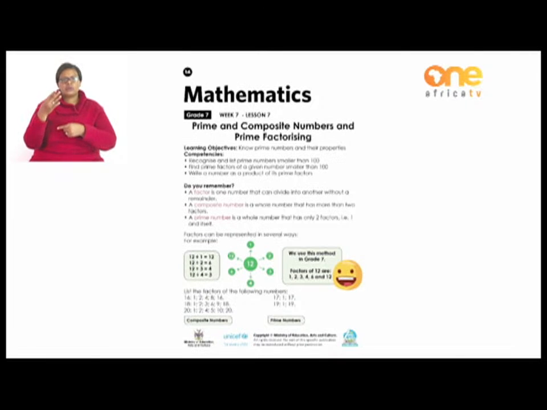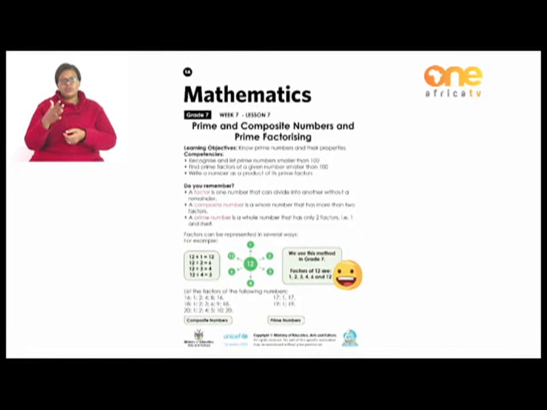List the factors of the following numbers. We have 16. The factors of 16 are 1, 2, 4, 8, and 16. 18. The factors of 18 are 1, 2, 3, 6, 9, and 18. I'll repeat that again. The factors of 18 are 1, 2, 3, 6, 9, and 18. Factors of 20: 1, 2, 4, 5, 10, and 20.